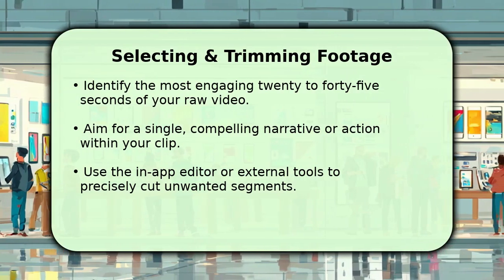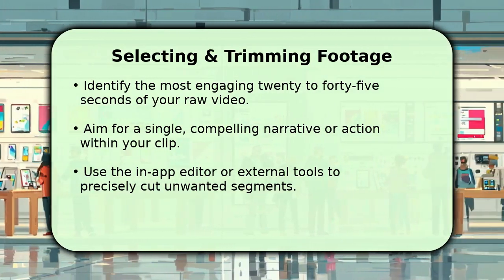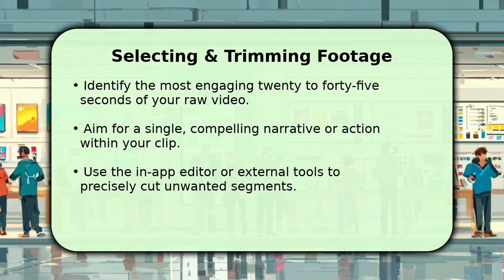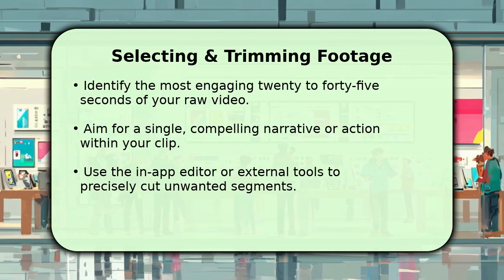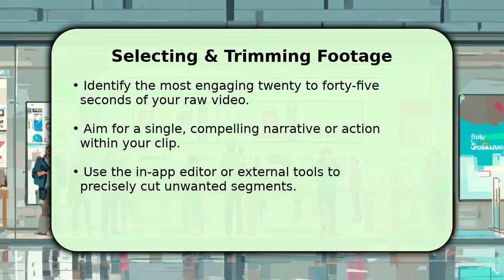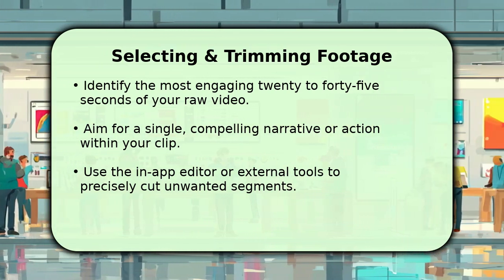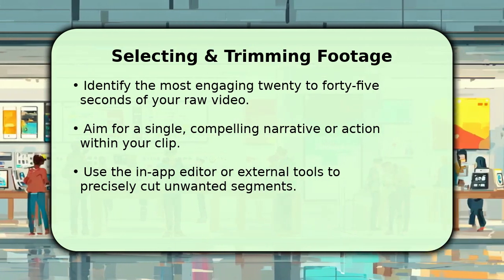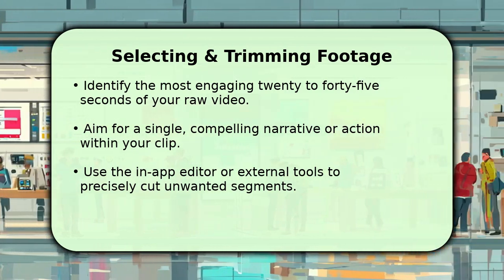Focus on identifying the most dynamic and interesting moments in your footage. Most successful TikToks are between 15 and 60 seconds long, so pinpoint your best 20 to 45 seconds. Trim your video to remove any dull or unnecessary parts at the beginning and end. Precision editing ensures your audience stays engaged from start to finish.